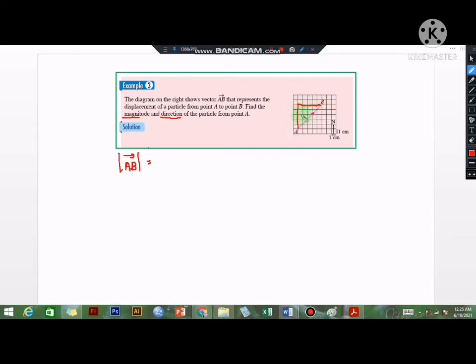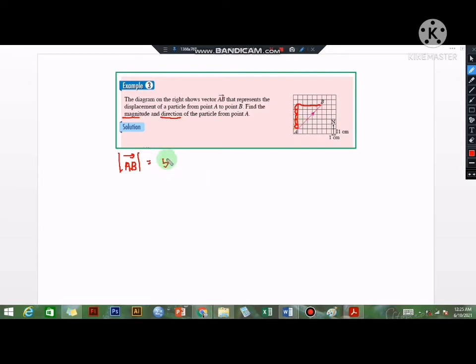Okay, it will form a triangle. So in order for you to find this length, you need to use the Pythagoras Theorem. Let's look at this one. Look at the vertical line. The vertical line, how many boxes? 1, 2, 3, 4, 5. This one represents 1 centimeter.